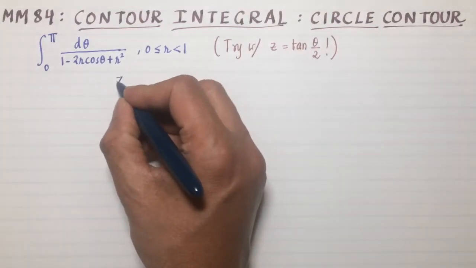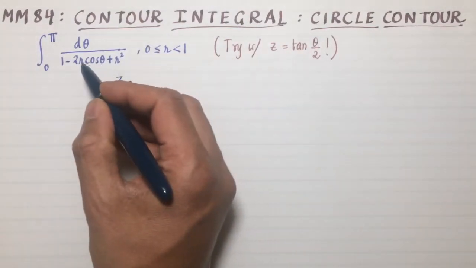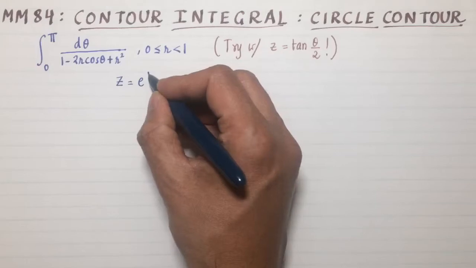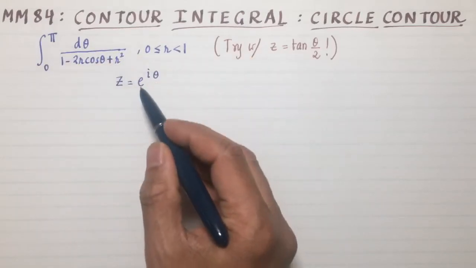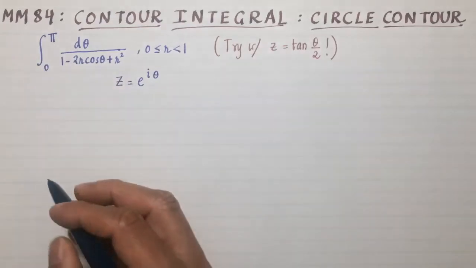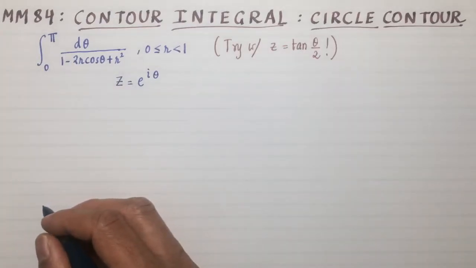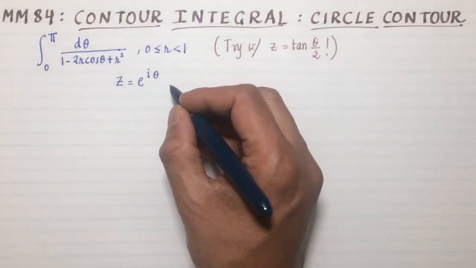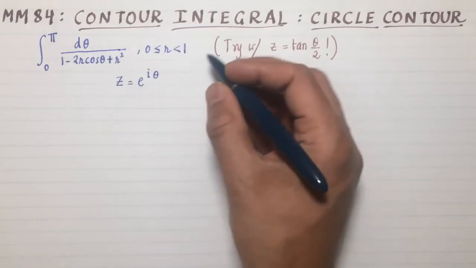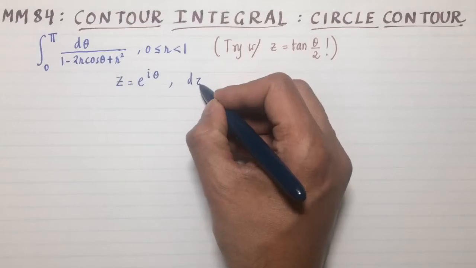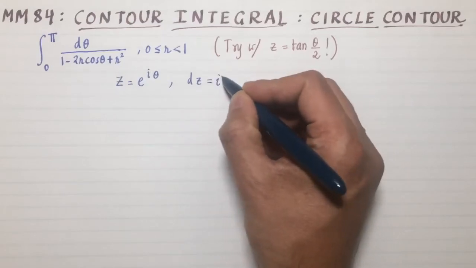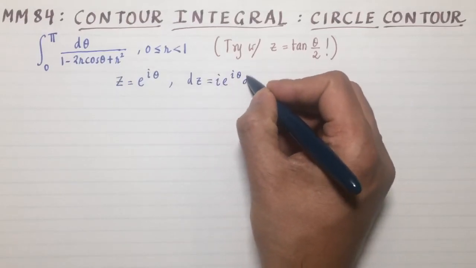What we can do is, recognizing that z equals e to the i theta, make this into a contour integral where the integrand goes around a circle. So we'll write z equals e to the i theta, that's a unit circle in the complex plane, then dz equals i e to the i theta d theta.